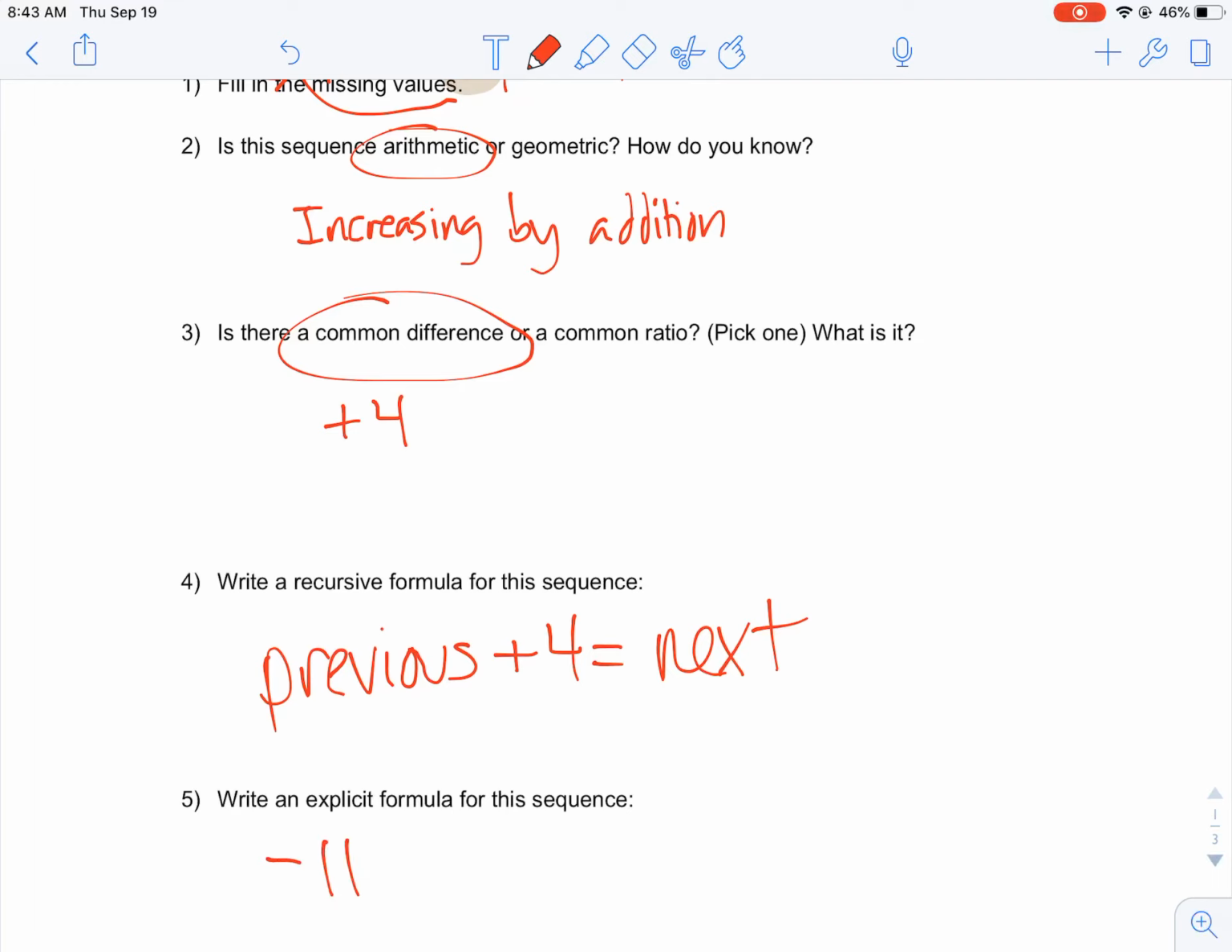Now, my change. What's my change or common difference? I already figured that out. That's plus 4. And then, plug in my x. Bingo. I've got myself an explicit formula. My initial value plus my rate of change times x. And that's your explicit formula. So hopefully this will help you complete the next examples that you're going to be finding on this page. Good luck.